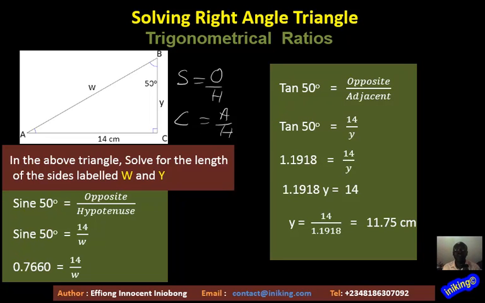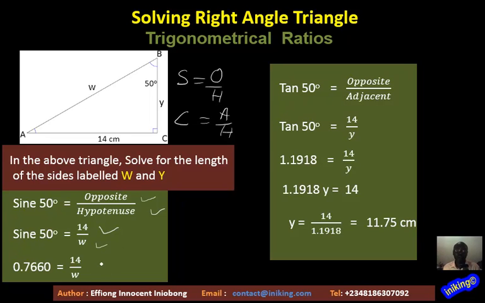14 is my opposite. It doesn't have decimal. If I want to use the adjacent, that's 11.75. I'm a lazy man. I think I should just go for 14. And 14 is opposite, so I'm going to apply sine. And that's why we see here, sine 50 is what? The opposite over hypotenuse. Opposite is 14. W is the only unknown there. Manipulating this, we can get our W.